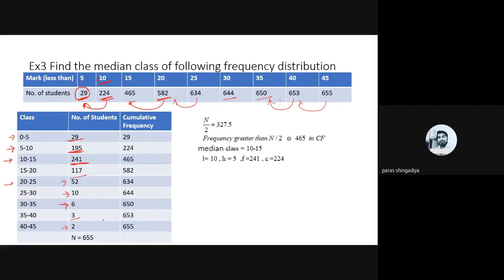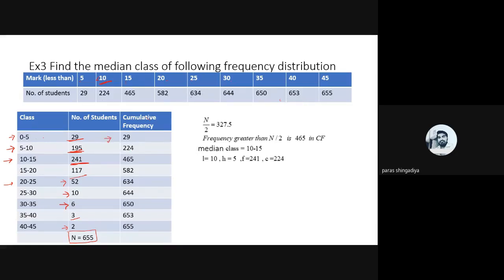Now check the total: 29 plus 195, 241, 117, 52, 10, 6, 3 and 2. So the total number of students is 655. And now these values are the CF also. We can directly write them here, otherwise you can check the CF again and it will be the same.